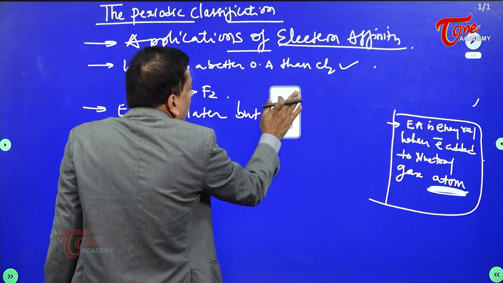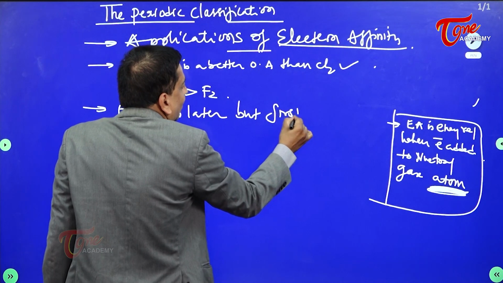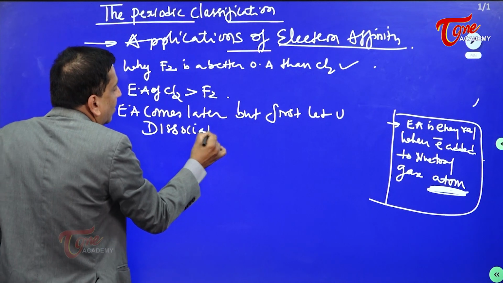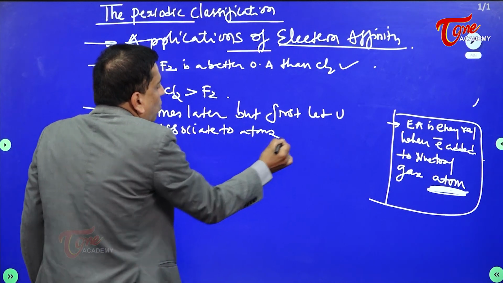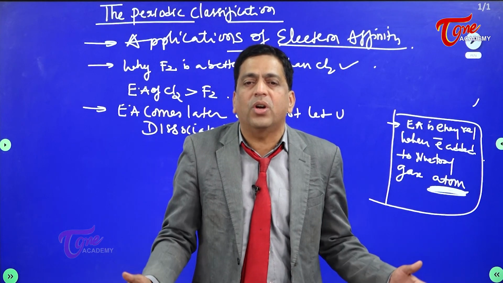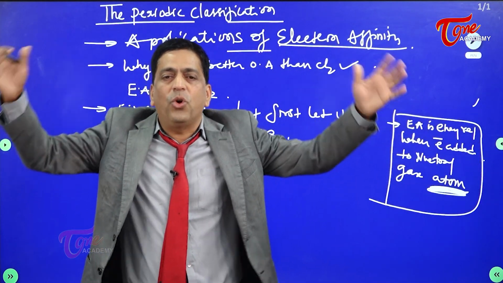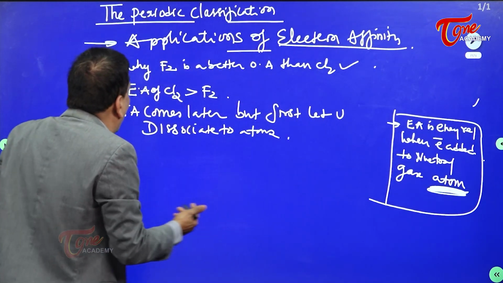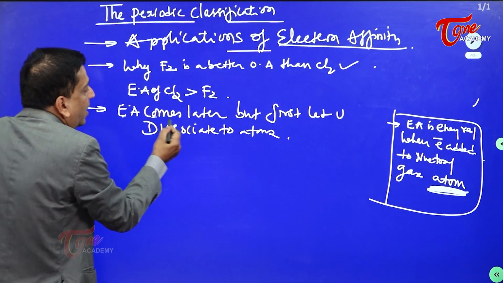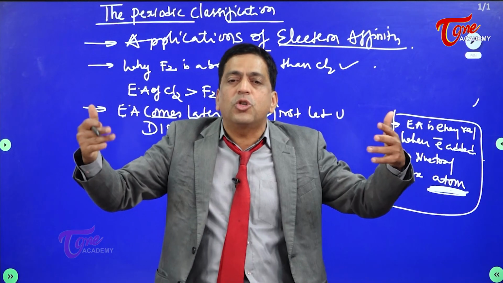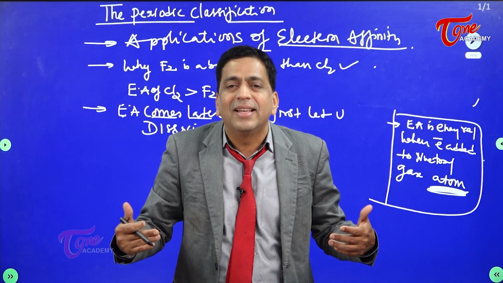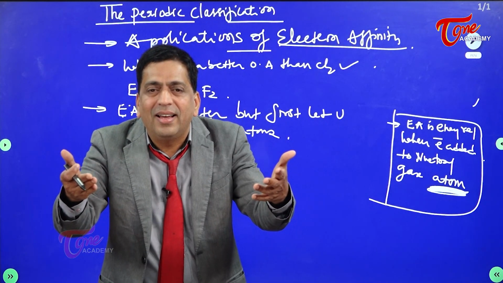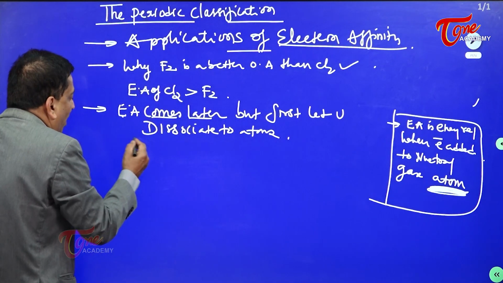But first, you must dissociate to atoms. You don't have fluorine atoms, you don't have chlorine atoms, mind you that. Fluorine atoms and chlorine atoms are not available. They are available as molecules. And remember that electron affinity comes later. We will discuss that later. But first you convert yourself into atoms. First you do that.